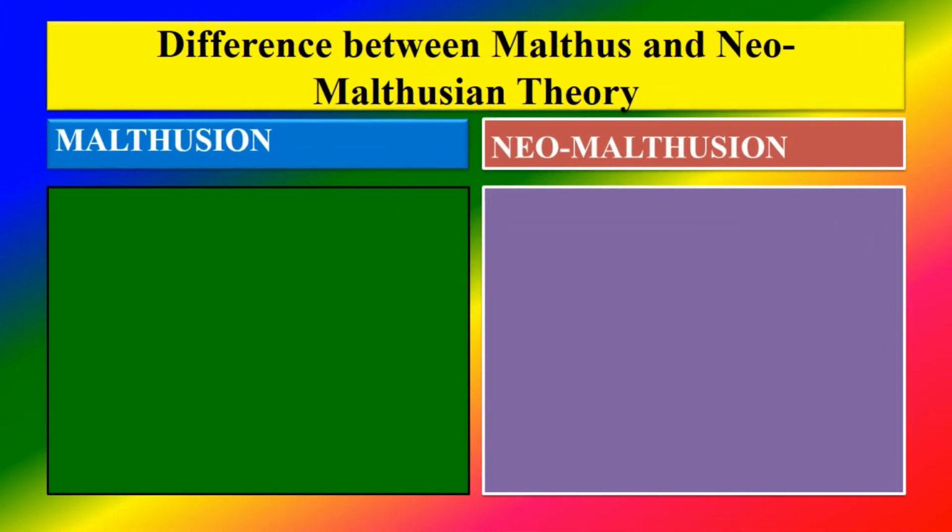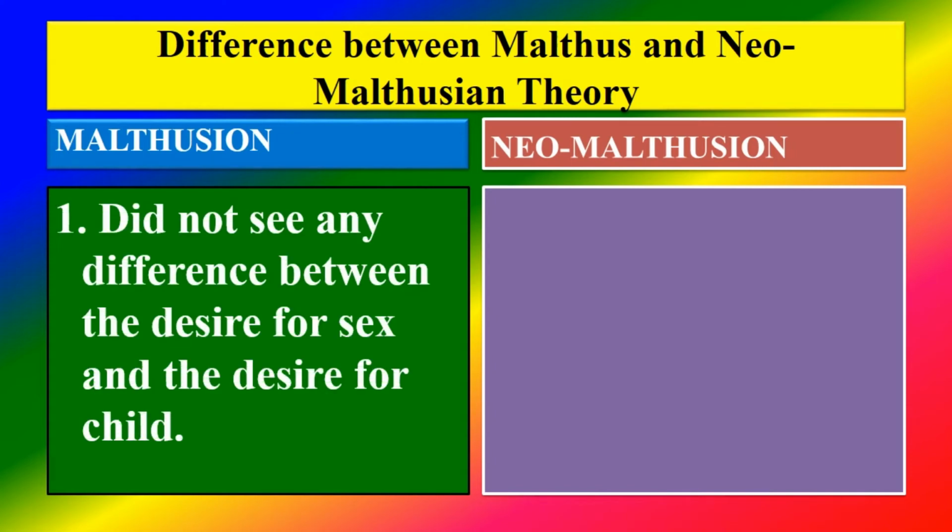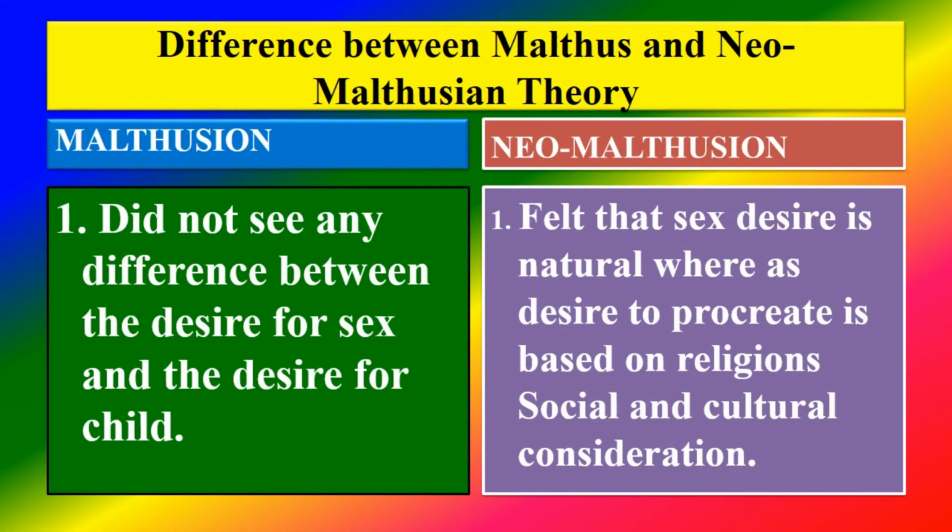What are the differences between Malthus and neo-Malthusian theory? First, Malthusians did not see any difference between desire for sex and desire for a child. But neo-Malthusians felt that sex desire is natural, whereas desire to procreate is based on religious, social and cultural considerations.